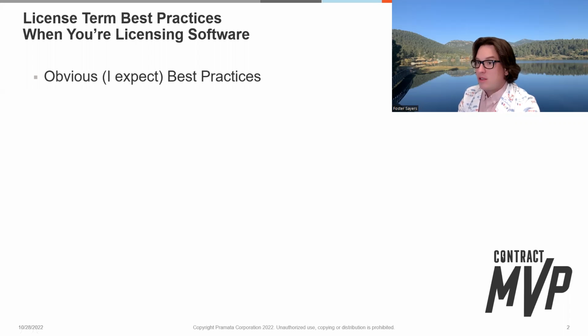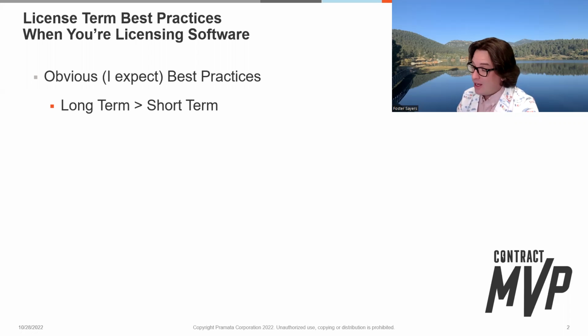Now, the first set of tips I expect are a bit obvious, but I always like to be comprehensive, so let's cover them off. When you license software, you want the term to be long. It's better than having a short term. So month to month, no good. 12 months, not great. 36 months, okay. 60, now you're talking.